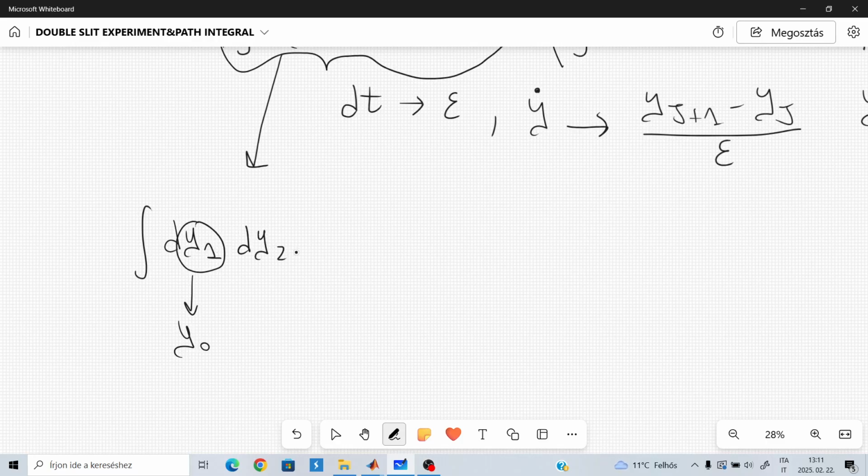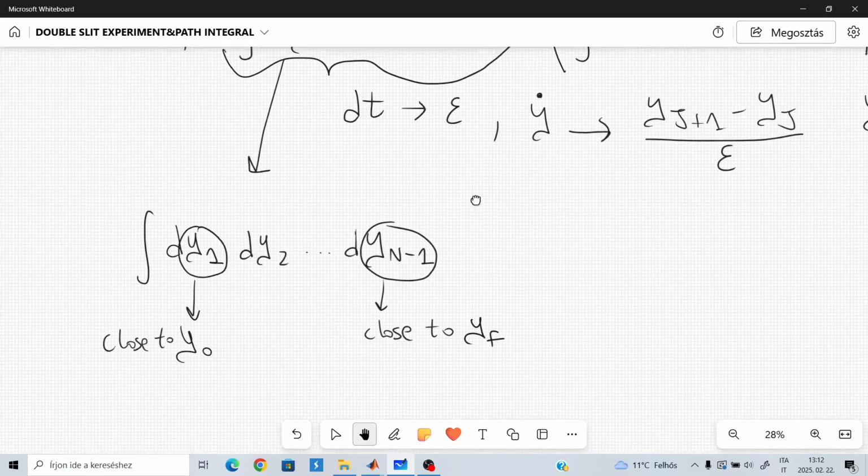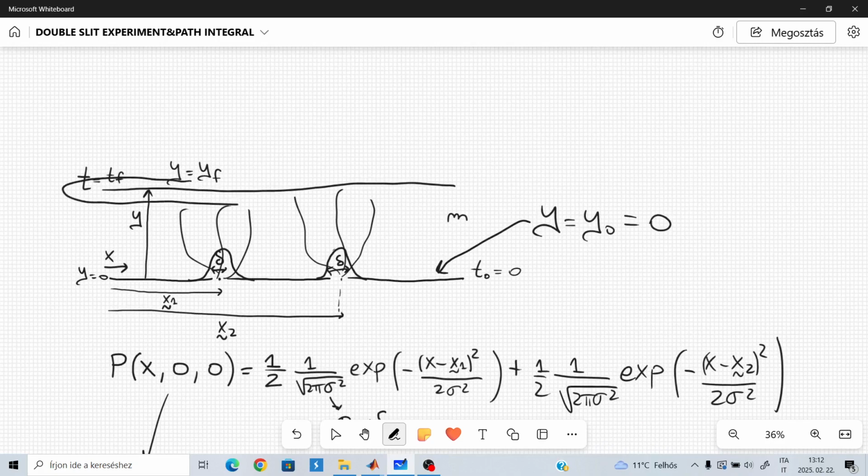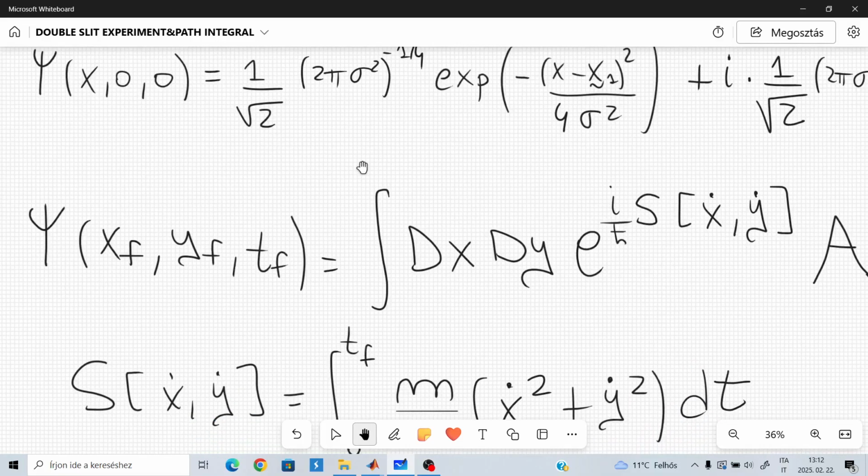Then we have to integrate over y2, dot dot dot, and then we integrate over yn minus 1, and we have to think of this as a point which is close to yf, which is the final coordinate. So when we reach the final point, we don't have to integrate over yf. It is still quite easy to understand that, because you can see that this is a function of yf. So we cannot have an integral over yf there on the right. Yf is something fixed.